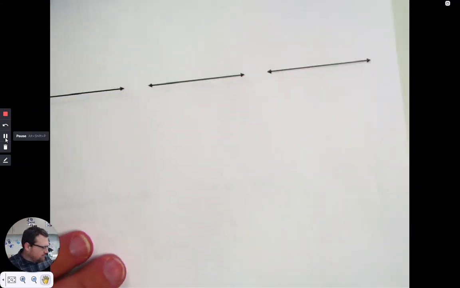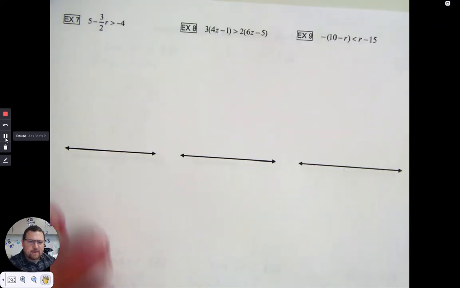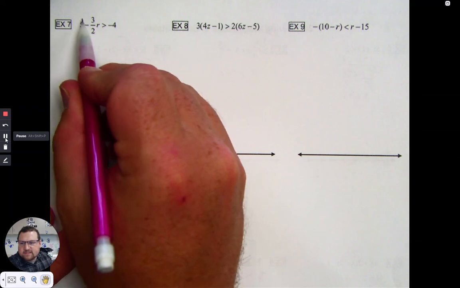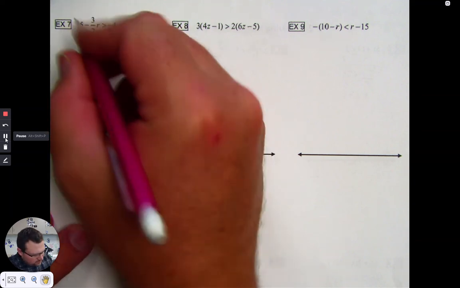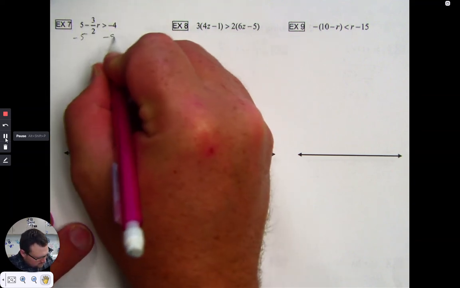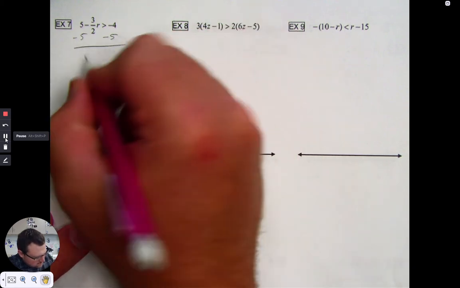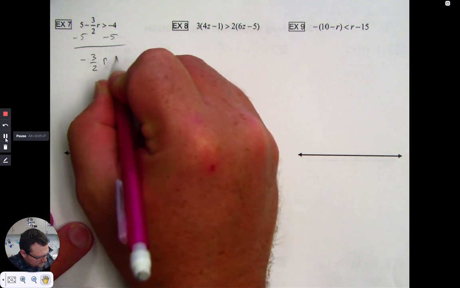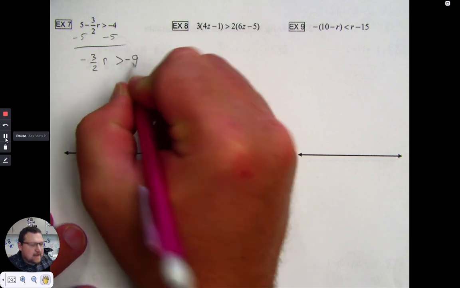Okay, on to the back, we have 3 more examples to cover here on the back. And so our first example, okay, we have this 5 that's just kind of chilling out in front. That's a positive 5, so to get rid of that, we want to subtract 5 from both sides. So that leaves me with a negative 3/2 r is greater than a negative 9.